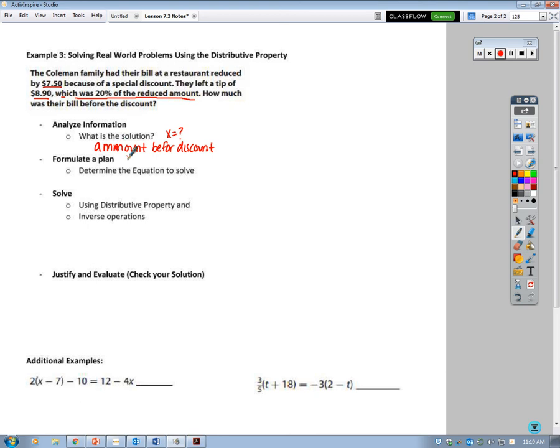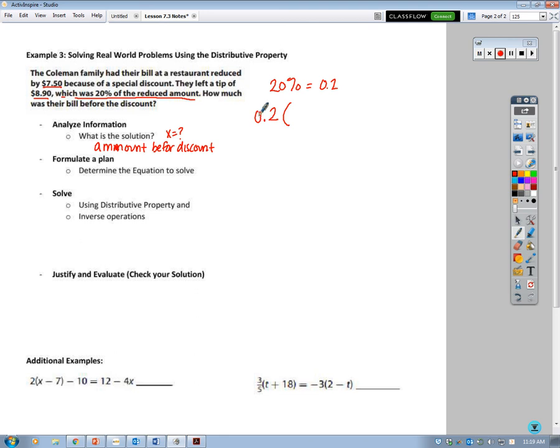Amount before the discount. And then we're going to formulate a plan. So we're going to use an equation to find the amount before the discount, right? So what we need to do is we need to create an equation. So we've got 20% of the reduced amount. So we don't know the original amount, so we're going to make the equation of 20%. 20% as a decimal is 0.2. Okay, so that's what we need. So we need to multiply our original amount, whatever that is, by 20%.